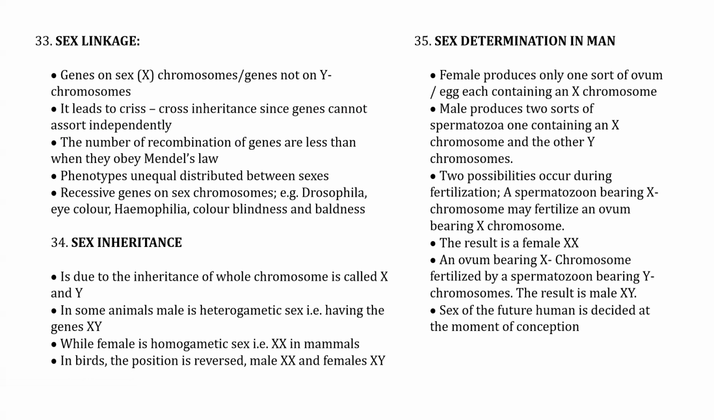The physical appearances are unequally distributed between sexes because in female you have more, but in male, once the only X chromosome has been affected, that is it for the male. But for female, you can have a female carrier, but you cannot have a male carrier. So recessive genes on sex chromosome, e.g. Drosophila eye color. You've heard about hemophilia before.